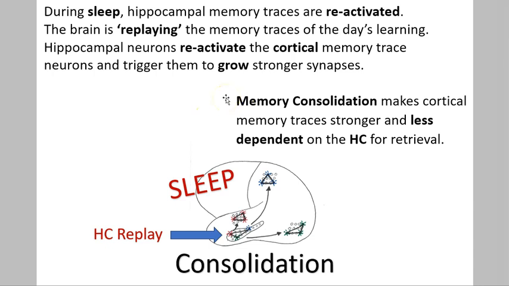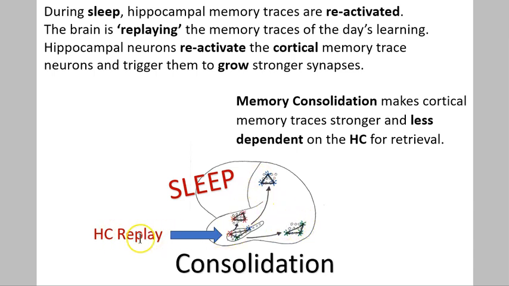During sleep, hippocampal memory traces are reactivated. Now let's look down at our brain here. So notice in the hippocampus, the neurons are being reactivated here. And just like memory retrieval, the hippocampal memory traces are signaling the cortical memory traces. They're reactivating the cortical memory traces. So the brain is replaying the memory traces of the day's learning. Hippocampal neurons reactivate the cortical memory trace neurons and trigger them to grow stronger synapses. So memory consolidation makes cortical memory traces stronger and less dependent upon the hippocampus for retrieval.